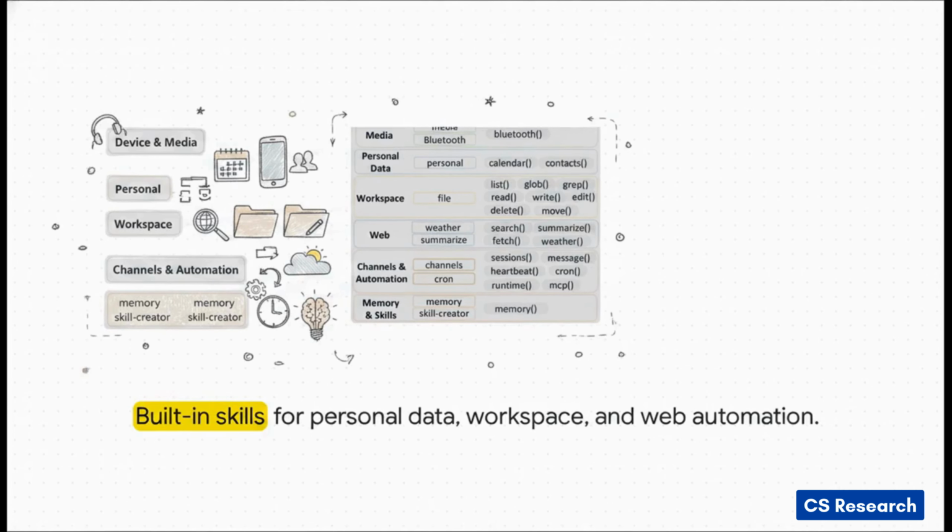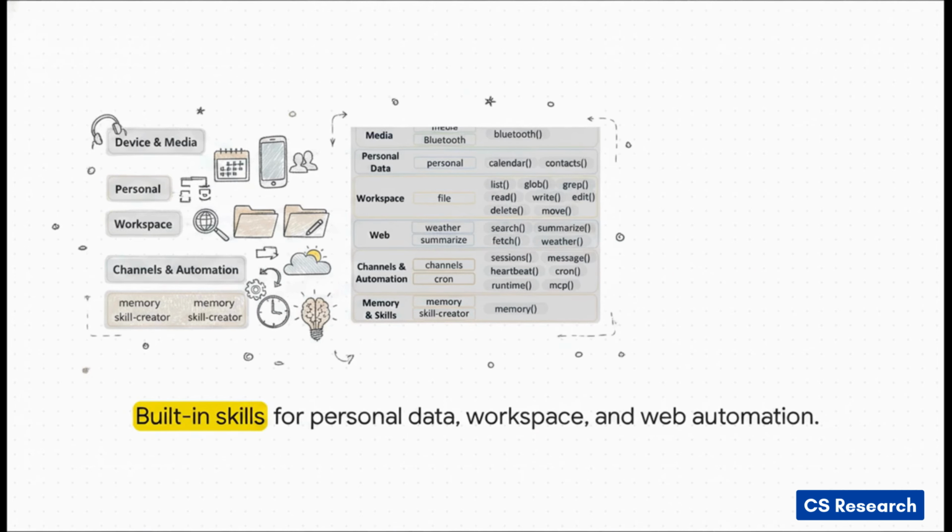To understand just how capable PalmClaw is right out of the box, let's dissect this figure. This visually maps out the specific built-in skills and tool groups. If you look at the categories on the left, under Device and Media, PalmClaw can directly access your Bluetooth. Under Personal Data, it has tools specifically coded to interact safely with your calendar and contacts.